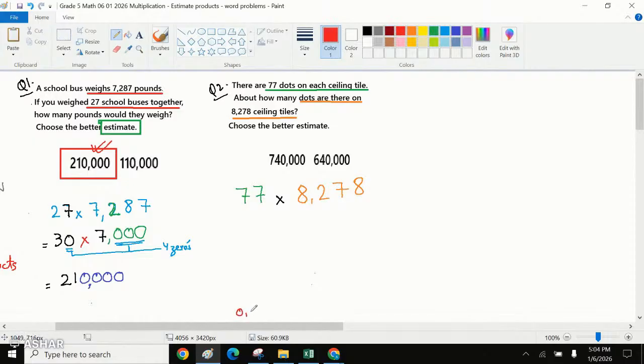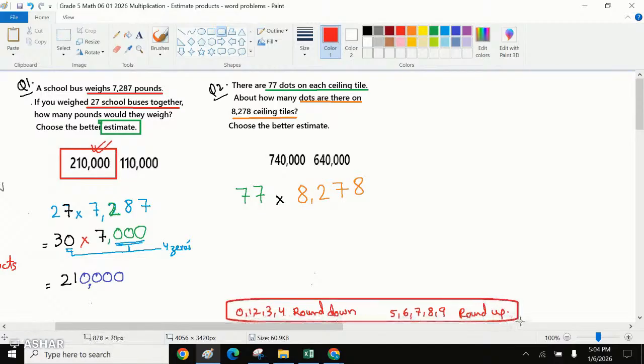I'll write down the rule over here. If the number is ending with 0, 1, 2, 3, or 4, we round down. It means it goes to the lower value. But if the number is ending with 5, 6, 7, 8, or 9, we round up. Let's highlight this for our future reference. In this case, this number is ending with a 7, which means it would be rounded up.